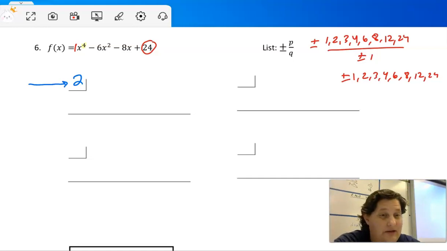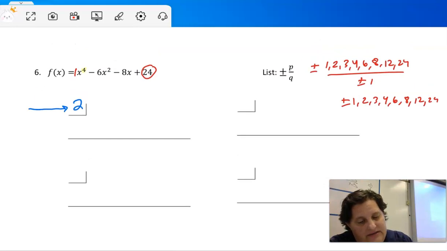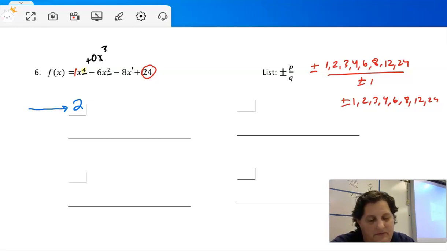So if I tell you that you can do that, then that's fine. If I want you to actually test them, then you need to test them. Okay. Here's the other thing that's a little bit tricky on this. Right here. See how it's 4, 2, 1, 0? Well, that's not this polynomial's full name. Actually, its full name is x to the 4th plus 0x to the 3rd minus 6x squared minus 8x plus 24. We talked about how you have to put a 0 in if it's missing any terms when you're doing synthetic division, okay?